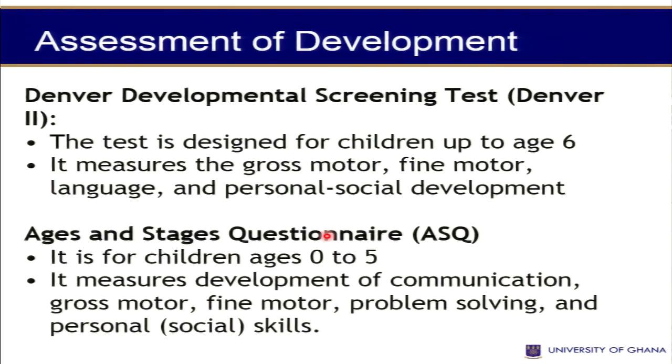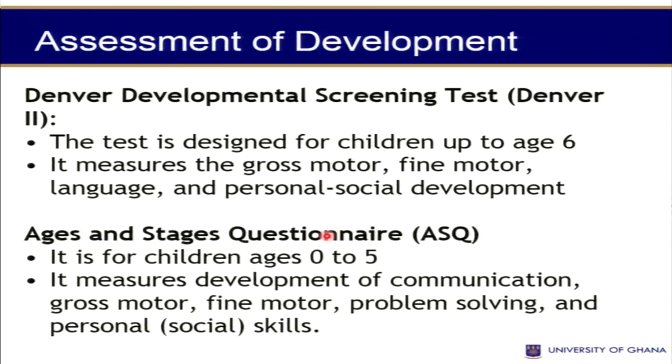development. The Denver Developmental Screening Test is designed for children up to 6 years of age. And what does it do? It measures gross motor, fine motor, language, and personal social development. So with that, you'll be able to assess whether the child is developing.